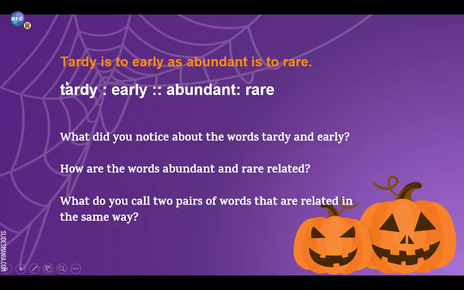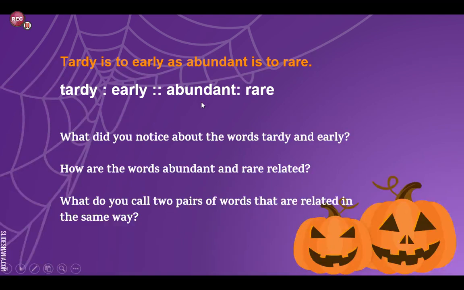So let's take a look at some analogies. Today we have tardy is to early as abundant is to rare. This is how we read the analogy, but this is how we write it with the colon. However these two words go together, the other two words have to relate in the exact same way. If you are tardy, that means you're late, and early would be the opposite, or an antonym. So the relationship here is opposites or antonyms.